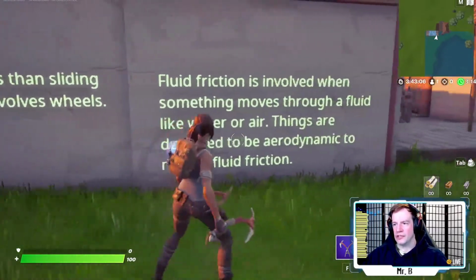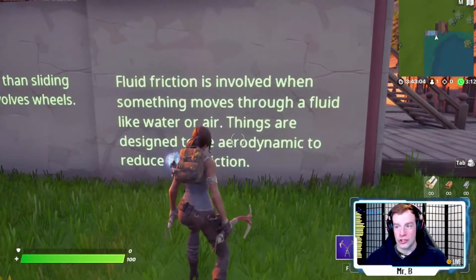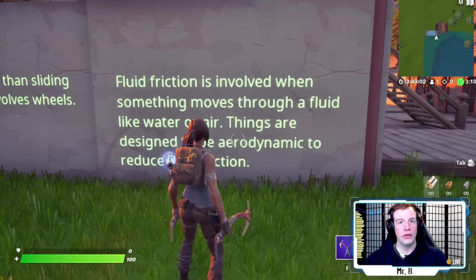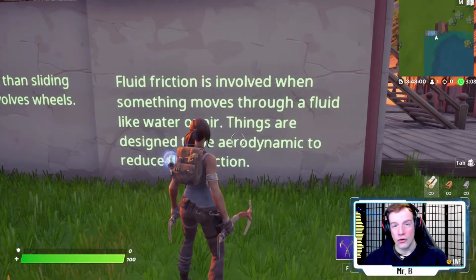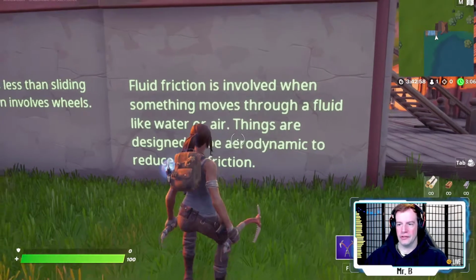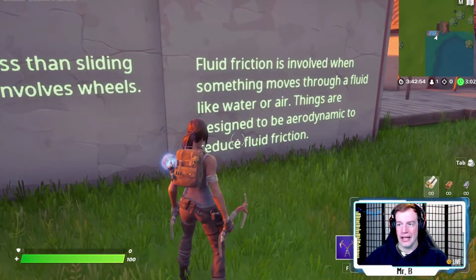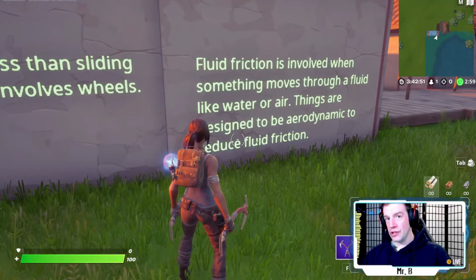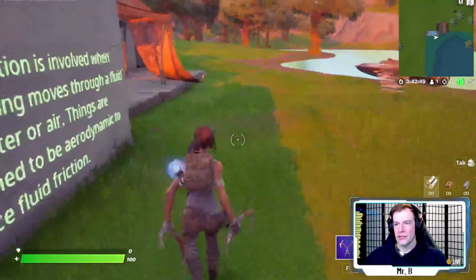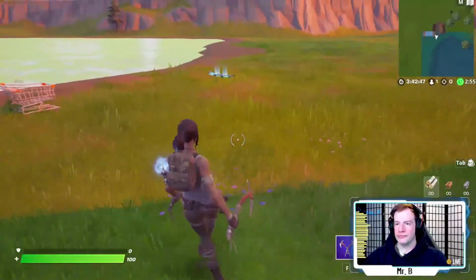Rolling friction generally requires less force because you have wheels. Another kind of friction is fluid friction, and this is when something is moving through a fluid. Air and water are the most common kinds of fluid. Engineers design things to be aerodynamic to reduce that fluid friction, so they have to overcome less force.